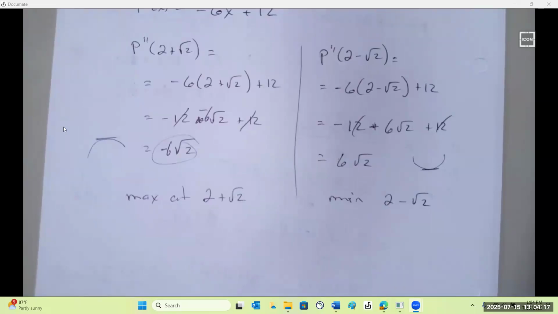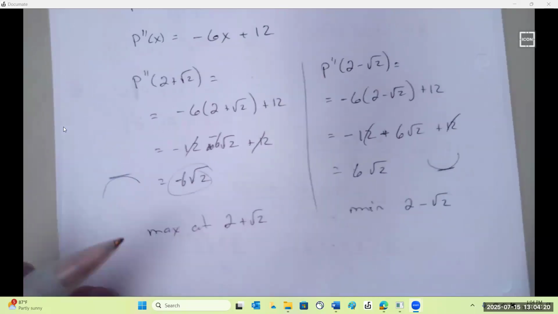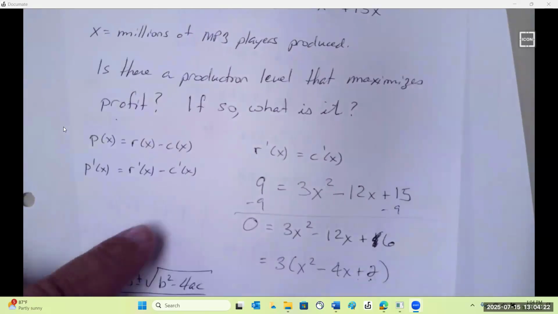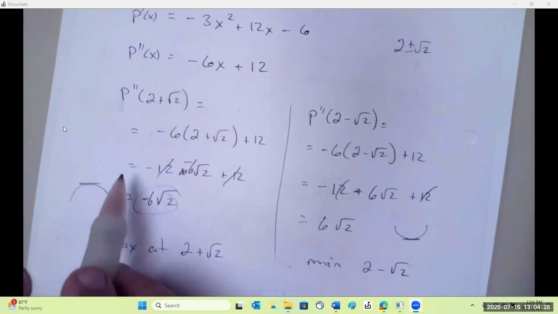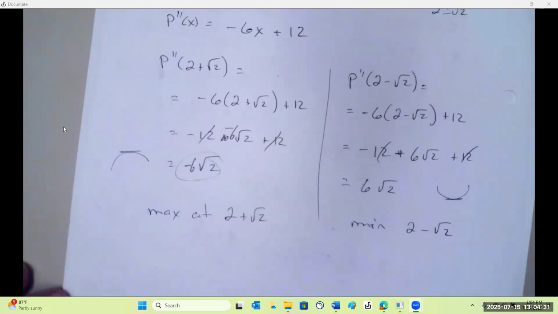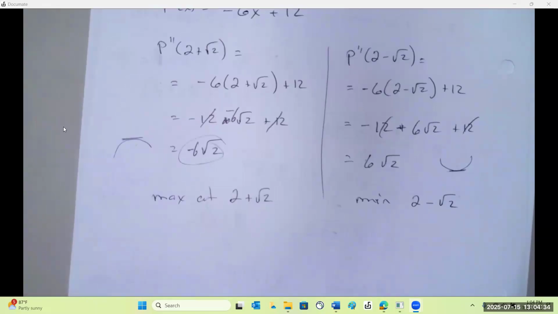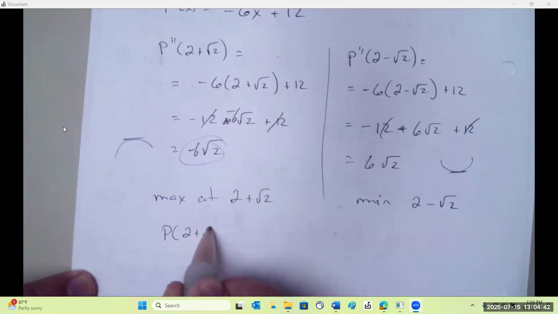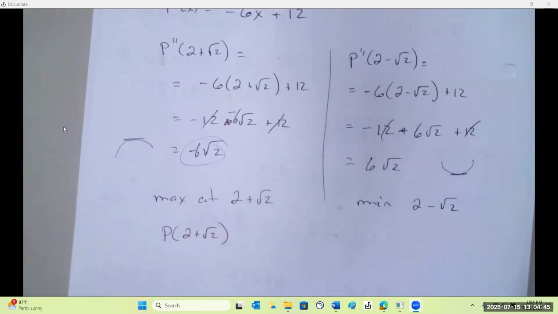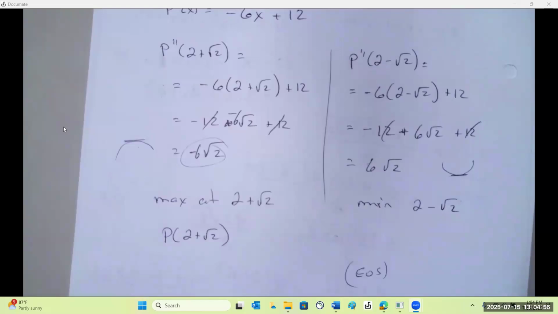Since we're looking for the largest, we're looking for the maximum. We want to know where the most profit occurs. So the most is going to occur at 2 plus radical 2. At P of 2 plus radical 2, whatever that value is going to give us. All right. That's the end of that section.